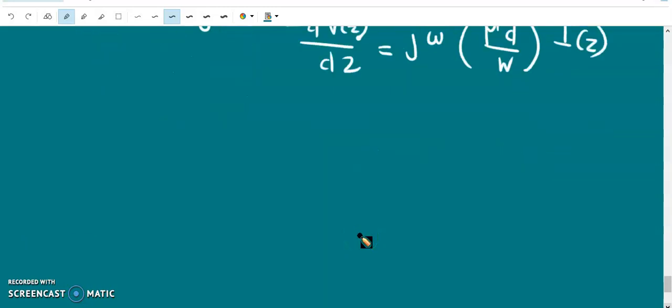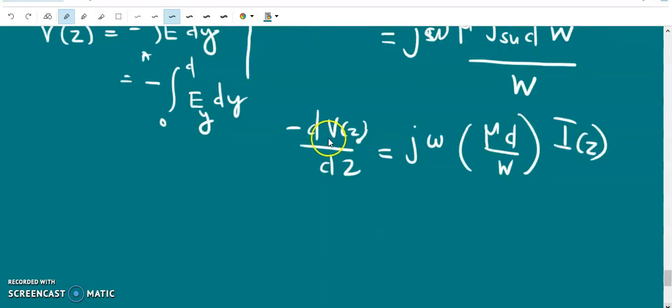So, this is of a familiar form. V, we know, is L into di by dt, you have studied, minus L into di by dt. So, j omega, you know, is d by dt. So, d by dt of Iz.